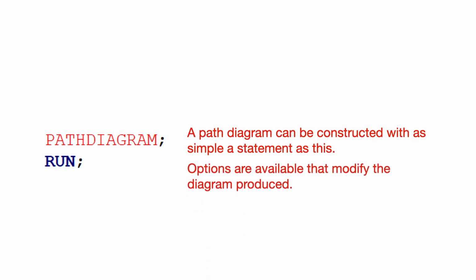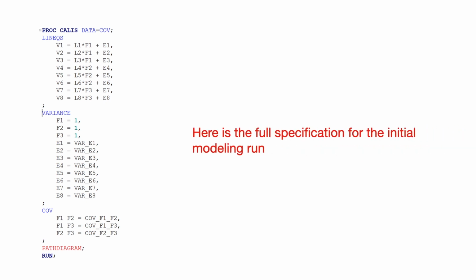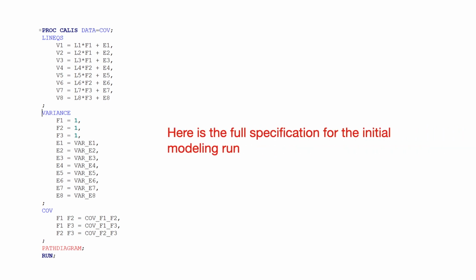Now, this is a very simple statement, as given here, path diagram and then a semicolon, but there are options available that modify the diagram produced. And so here's the full specification for the initial modeling run.